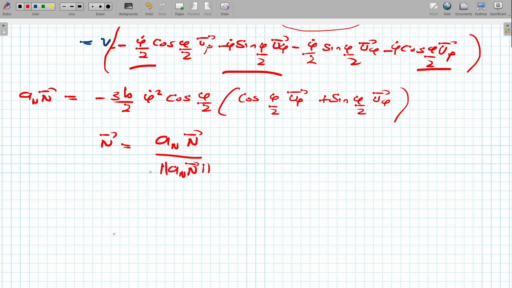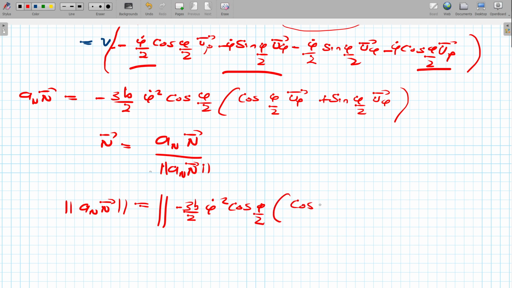So we have to calculate the norm of what we have here. So let's calculate the norm. The norm of this vector that we have here is what? You take the norm. So you have minus 3b divided by 2, and then phi point squared, and then you have cosine phi divided by 2 u rho, and then plus sine phi divided by 2 u phi, like so.